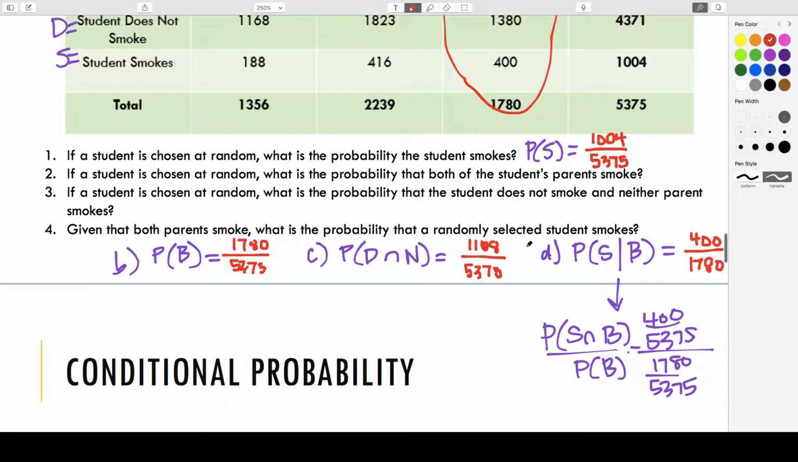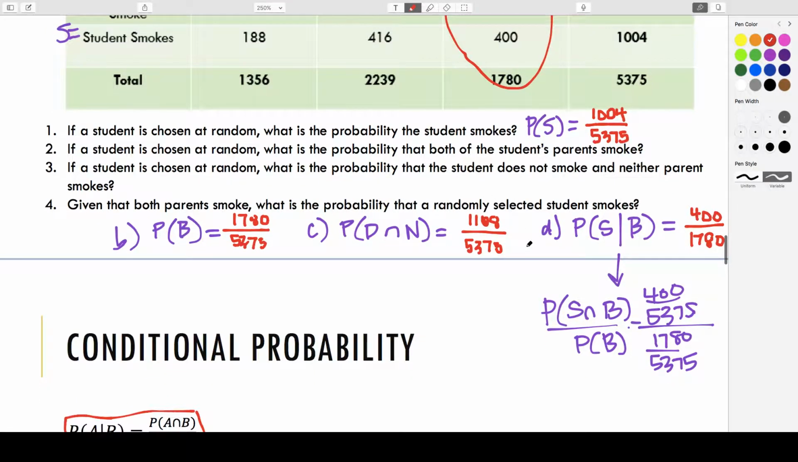But for these tables, we did a conditional without even worrying about it. Could I have used the formula? Yes, and it gets confusing, which is why I don't recommend it. I did it right here just to show you. The formula says for S given B, you do S and B over the probability of B, then use your table and calculate it. So yes, you can use it. Just be careful and use it right. But sometimes it's better to use your own knowledge.